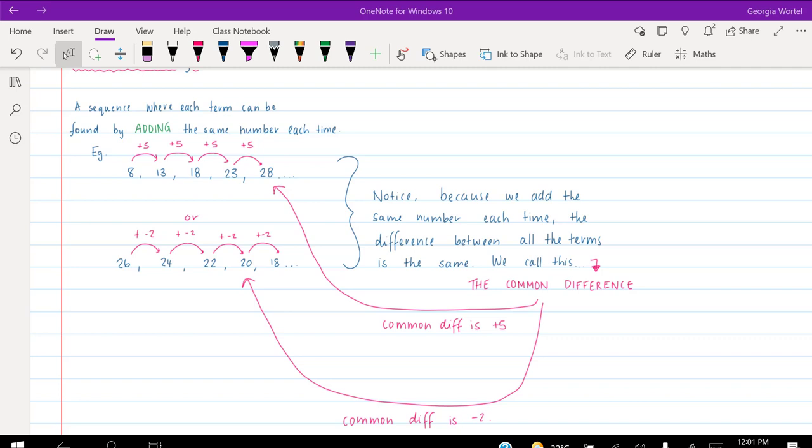The next example, 26, 24, 22. You're still adding, but you're adding a negative number, so the same as minusing. So 26 add negative 2 is 24, again 22, 20, and 18.